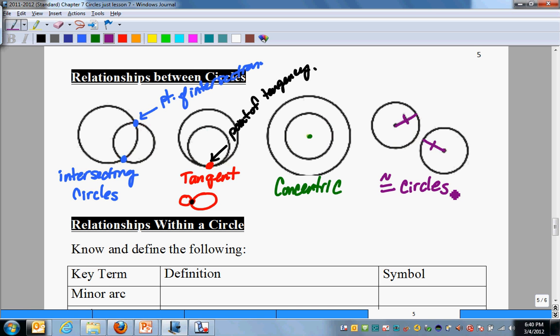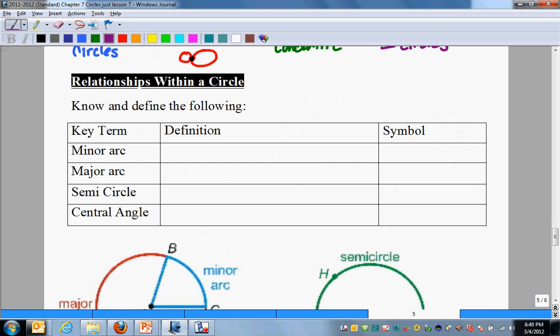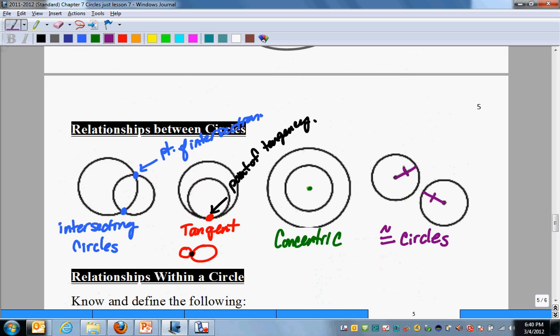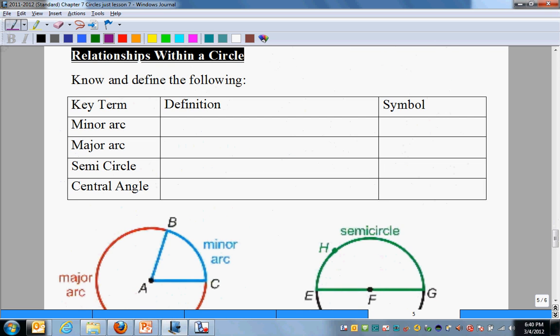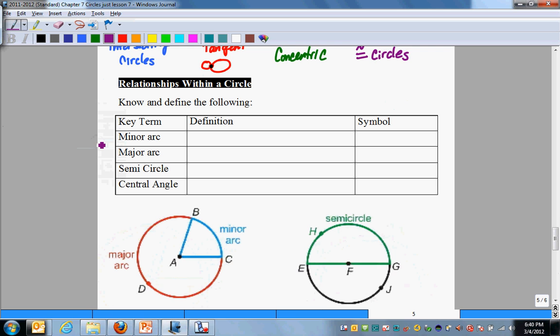So that's relationships between circles. Now we have relationships within circles. And there are 4 key terms. These will be the last key terms that we need for this lesson.